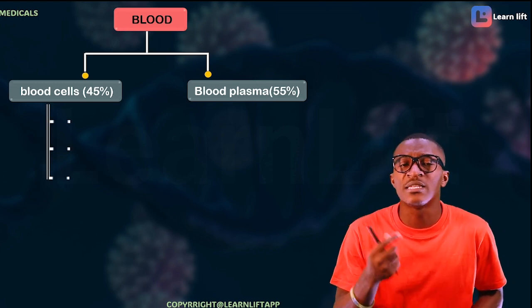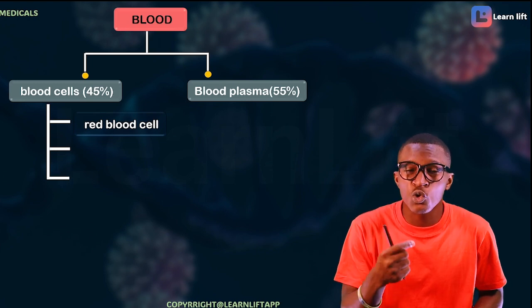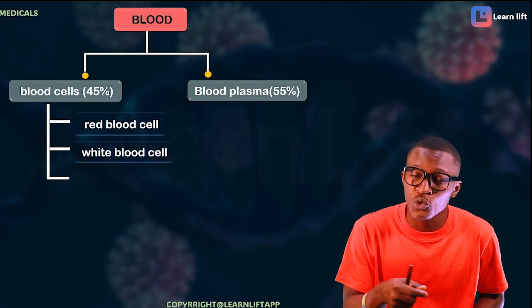Now, what are your blood cells? We have the red blood cells, also called erythrocytes. We have the white blood cells, also called leukocytes.